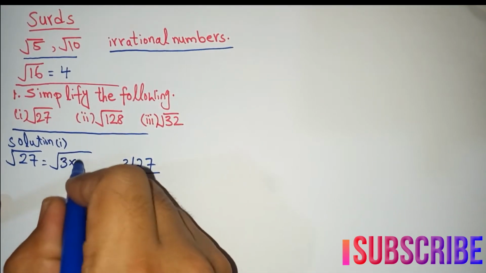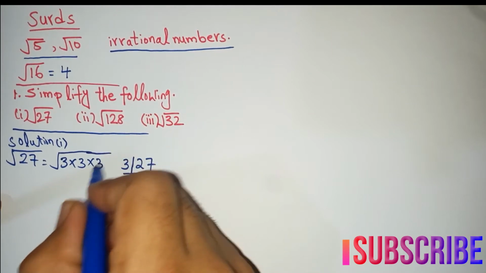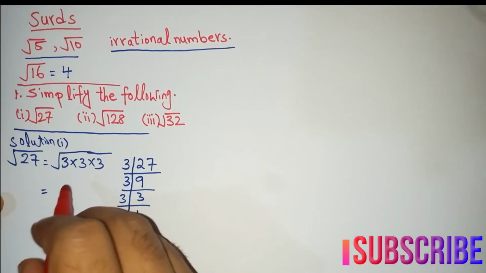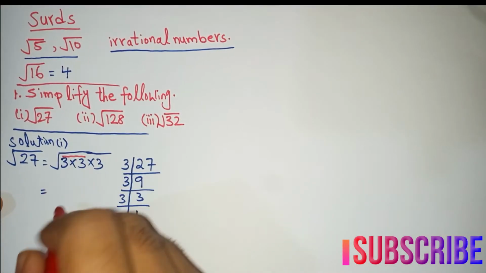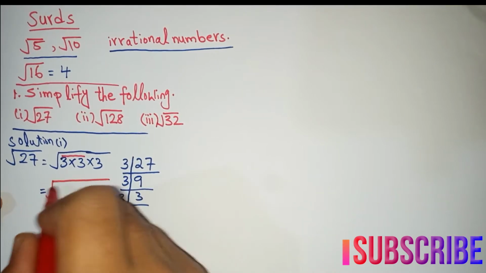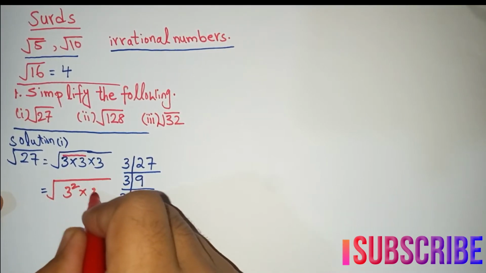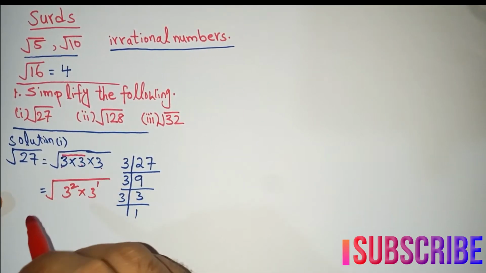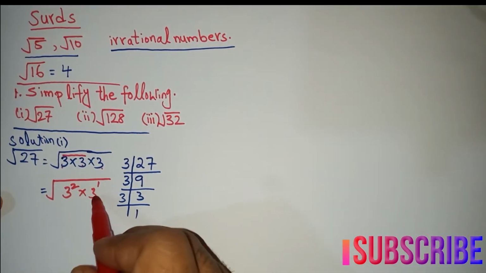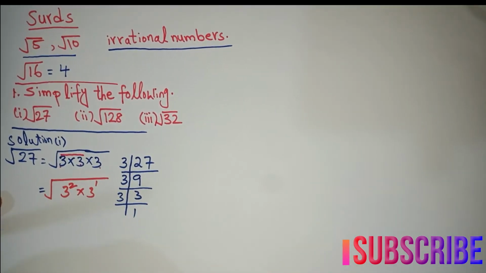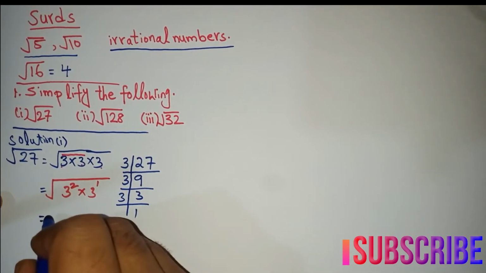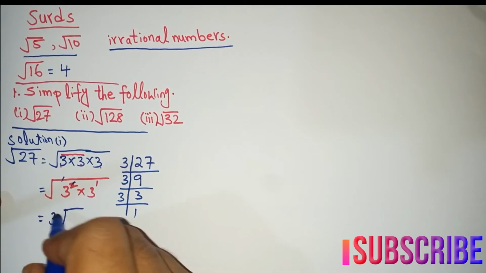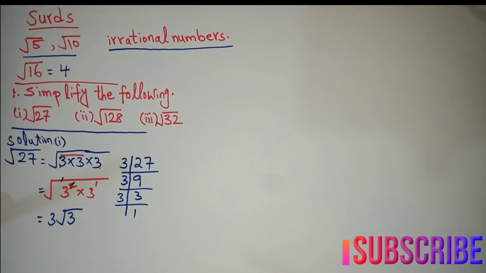We have 3 times 3 times 3, so we have only one pair of 3. It means 3 raised to power 2 times 3 raised to power 1. Here if we count 1, 2 and then 3, we have three 3's, so 3 raised to power 2 times 3 raised to power 1. All those numbers which have power 2 will come out, because the square cancels with the square root. The number which does not have a square will stay inside the square root.